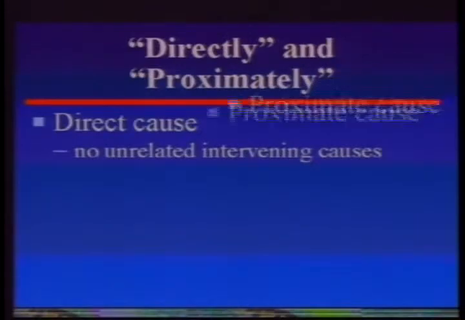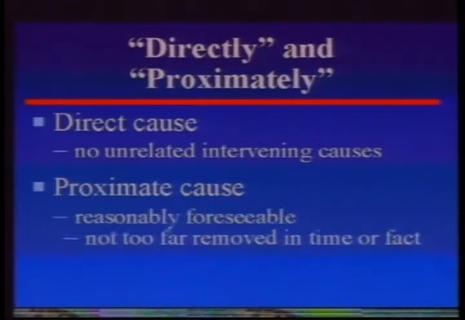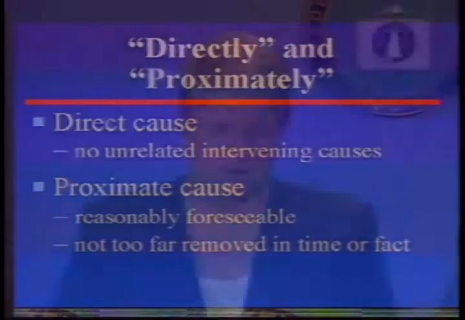And the second word we're dealing with here is proximately, which brings up the idea of proximate cause. In the law, that usually means the line at which we're going to hold someone liable, because normally there was a reasonably foreseeable aspect to it, that the defendant could have or should have foreseen that harm was going to result from his or her conduct. It can't be too far removed in time or facts. So in other words, it's proximate, close in relationship.